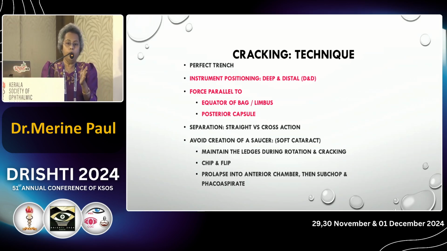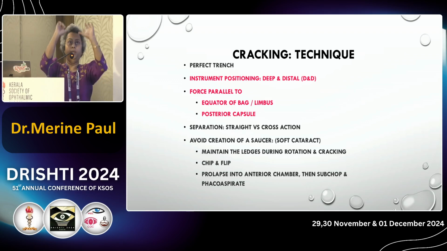Now, you always position the instrument deep and distal within the trench that you made, and the forces should be parallel to the equator and the bag, and also to the posterior capsule. So your eye should not be bending down. The eye should be looking straight at the microscope. You can make two types of separation, either a straight separation like this or a cross action like this.